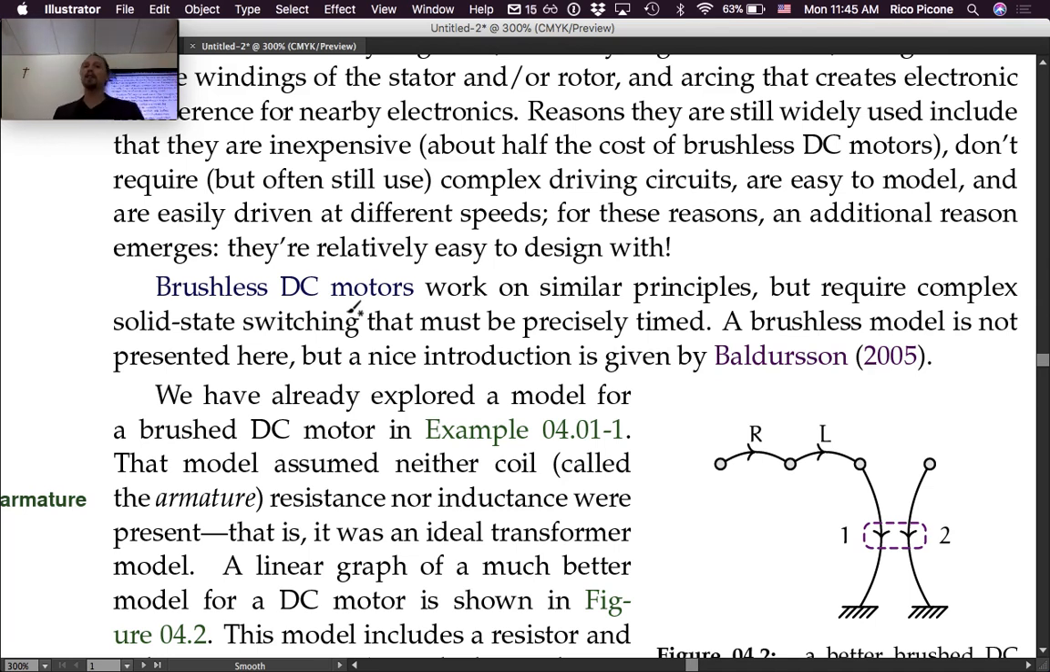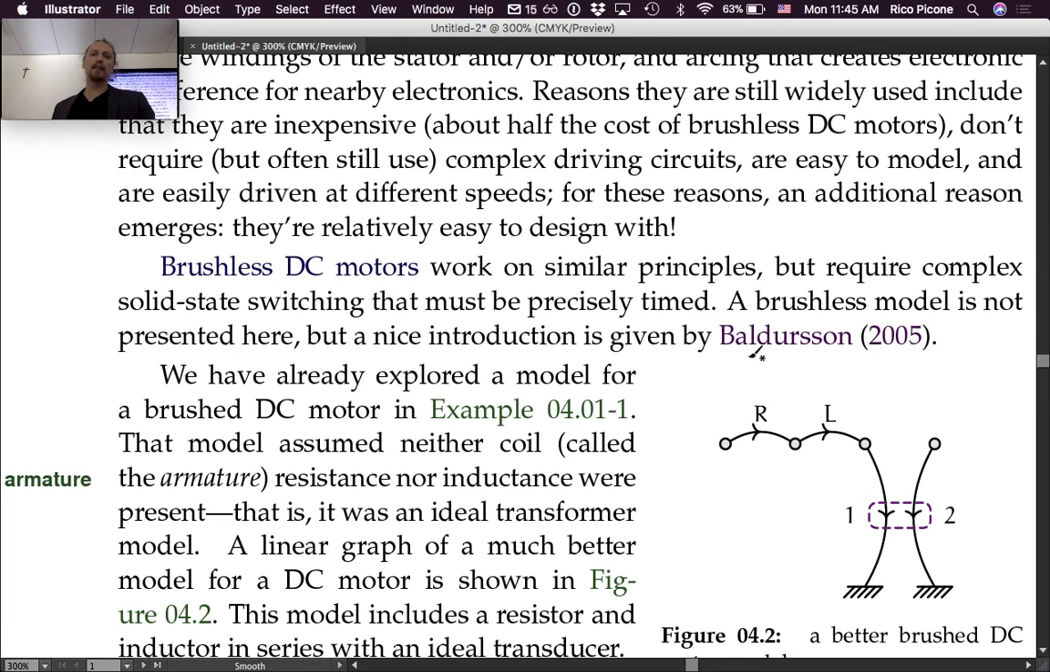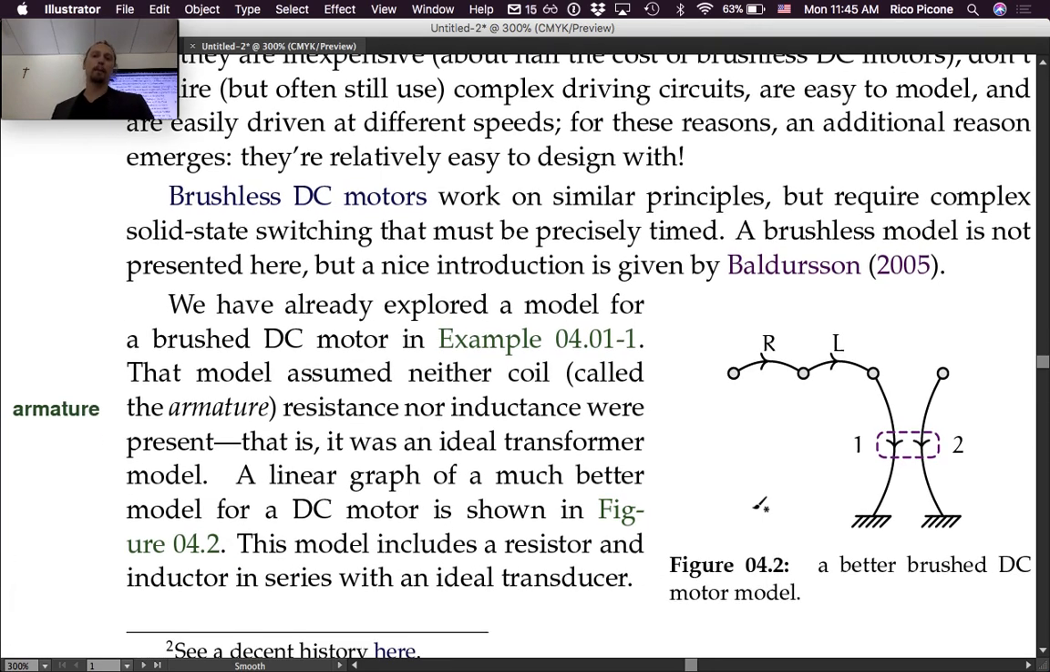A good introduction to the modeling of brushless is actually given in this thesis by Balderson. I found it's pretty nice. If you want to look that up, there's a PDF online of it, and it talks about the equations that describe the operation and all that. It's a pretty nice job.